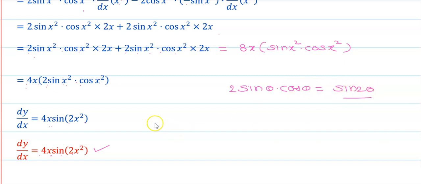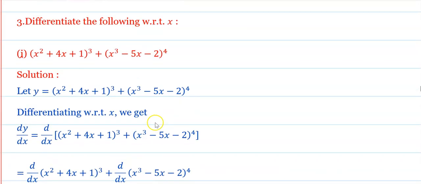Okay. Now the next question, question number 2. Differentiate the following with respect to x. First question, let y is equals to x square plus 4x plus 1 bracket is to 3 plus x cube minus 5x minus 2 bracket is to 4.